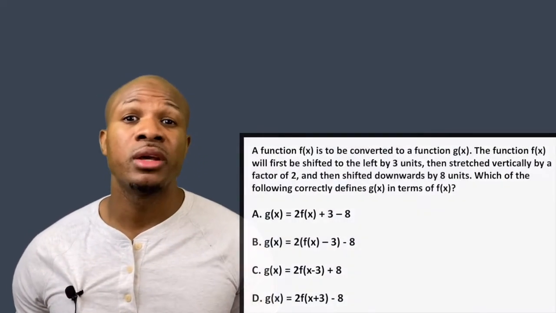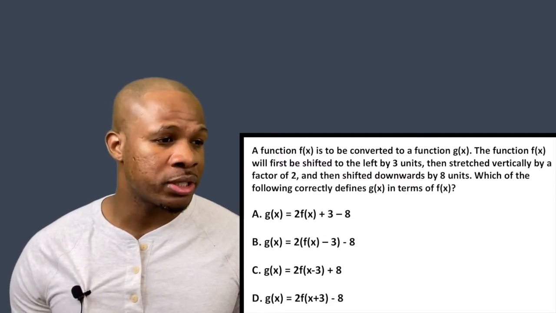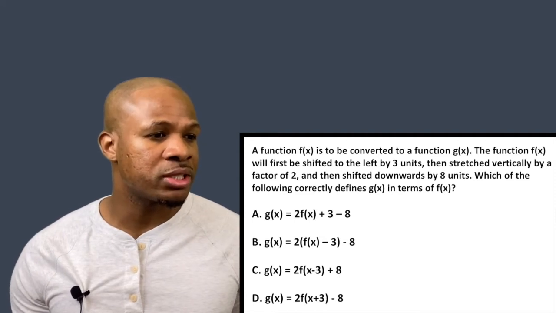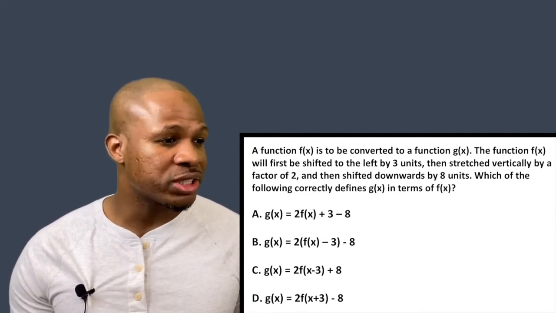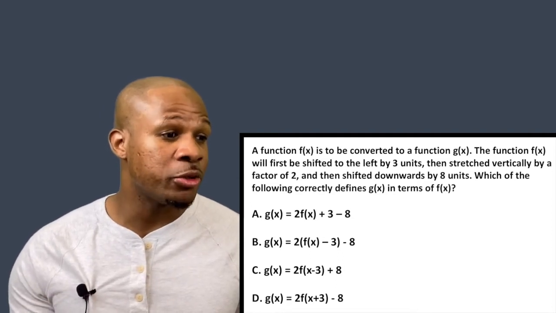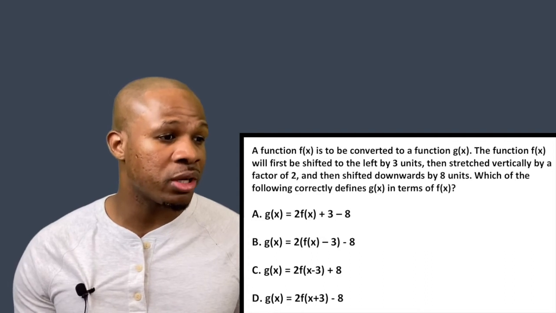Question number 1. So question number 1 says, a function f of x is to be converted to a function g of x. The function f of x will be shifted to the left by 3 units, then stretched vertically by a factor of 2, and then shifted downwards by 8 units. Which of the following correctly defines g of x in terms of f of x?